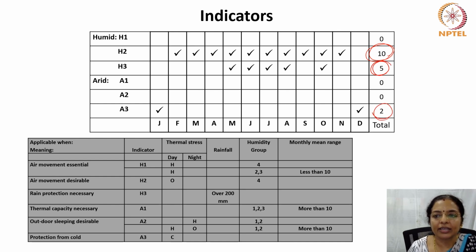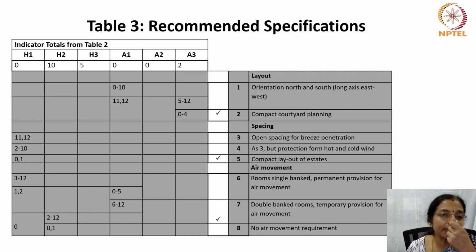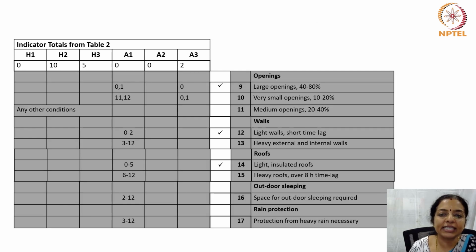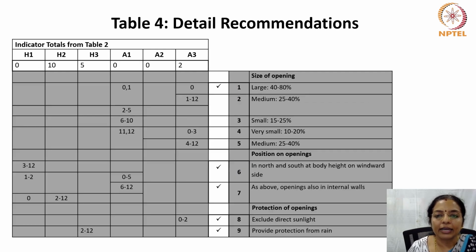So based on this, the recommended specification is that we should have compact courtyard planning, we should have compact layout of estates, we should have double banked rooms with temporary provision for air movement, we must have large openings, the walls must be light walls with short time lag, roof should be light insulated roof, and the opening size should be large.